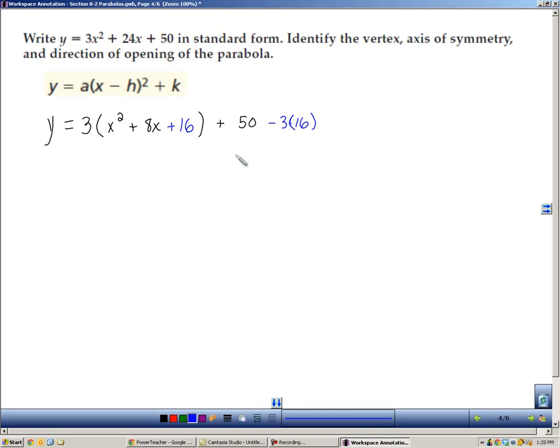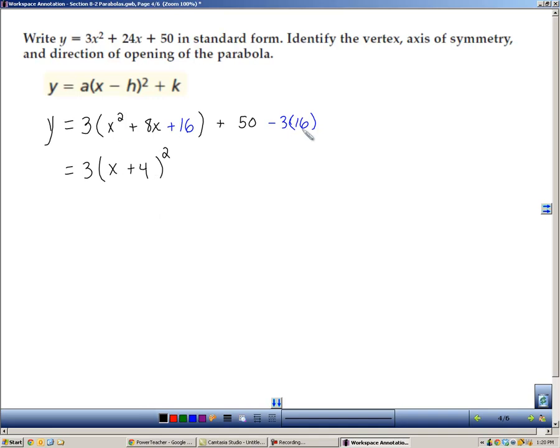So in a sense, I've not changed this problem at all. I've added 0. I've just added 0 in a special way so that I created a perfect square trinomial in here. And let's see what that does for us. So now I know that this is going to be something squared, and it's going to be an x plus 4, because that's what I set it up to be when I made my perfect square trinomial.